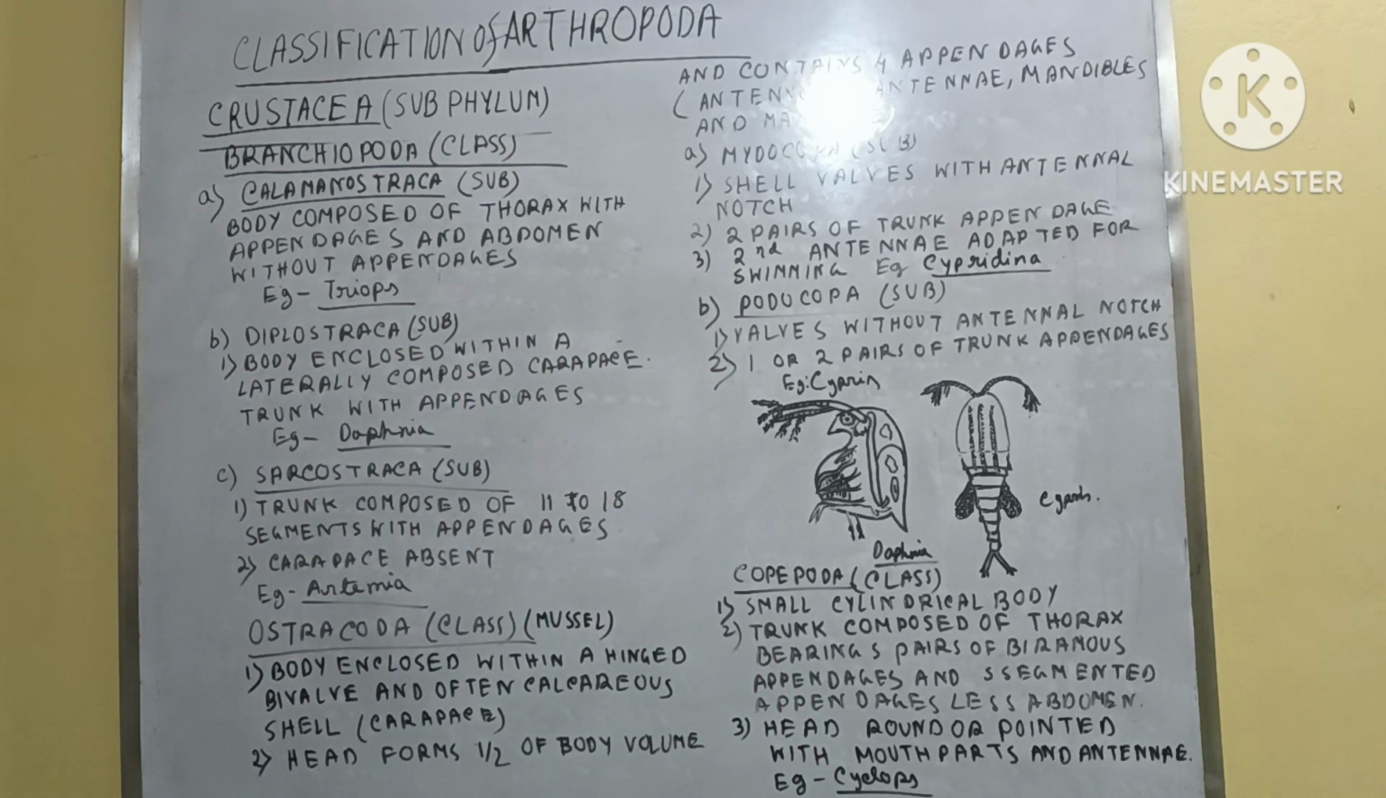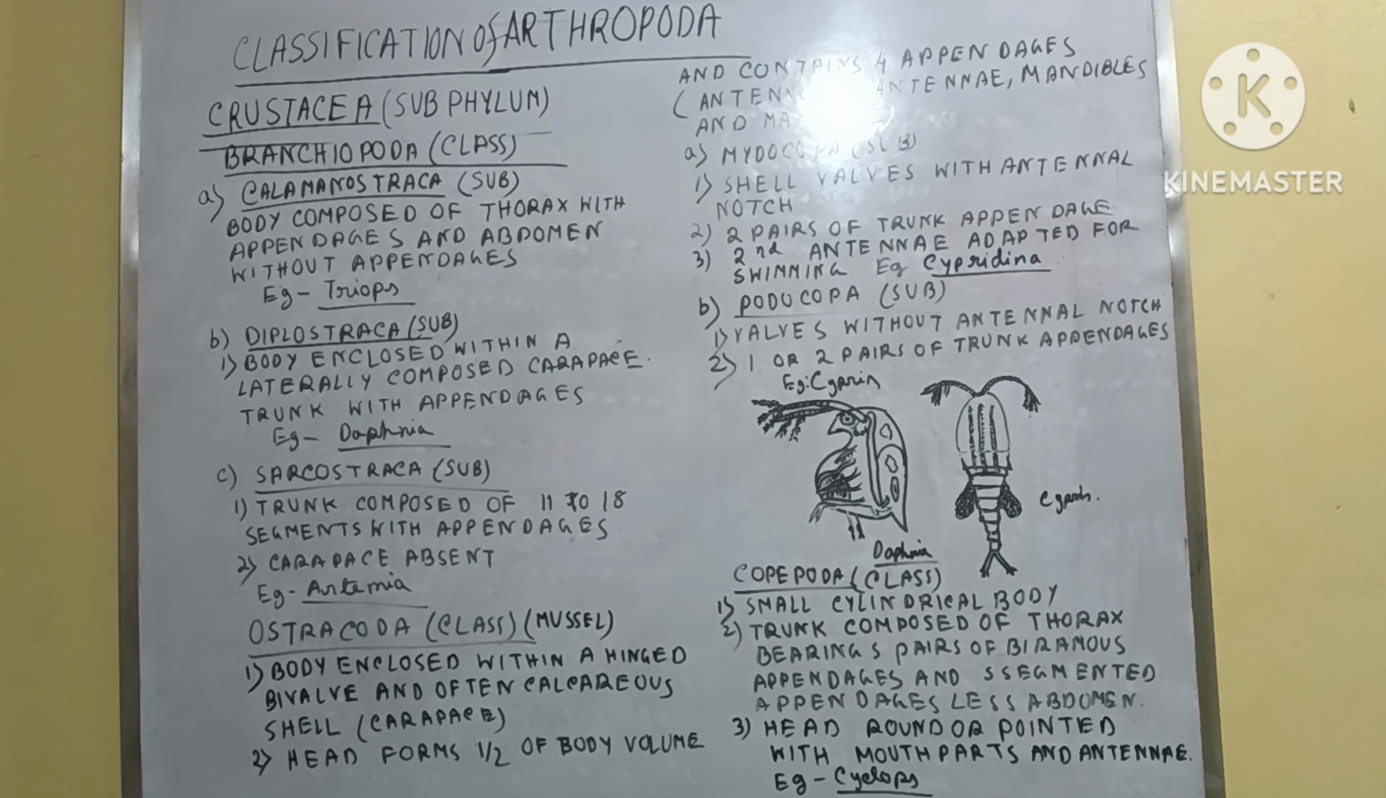Let's continue. Under subphylum Crustacea and class Branchiopoda, the subclasses are CALAMANOSTRACA and DIPLOSTRACA, and the third one is SARCOSTRACA. These are all the subclasses. Clear? And what are the features of these?